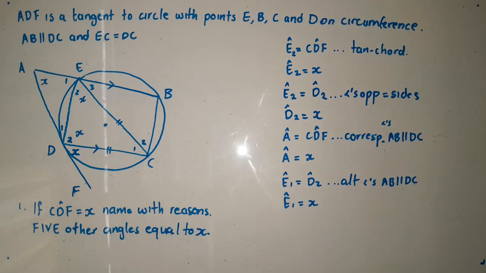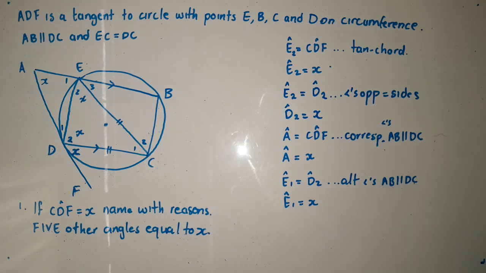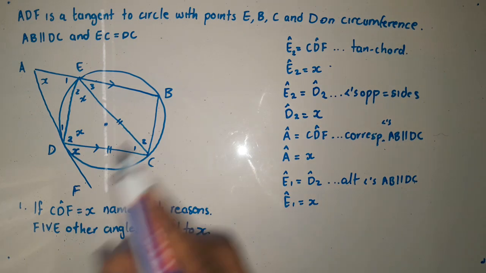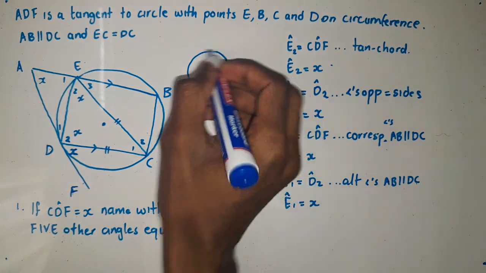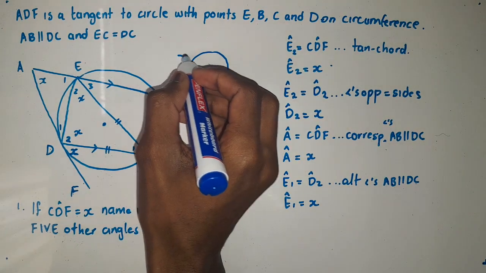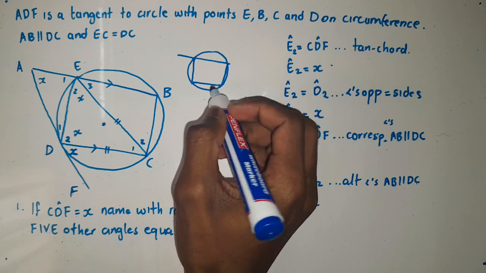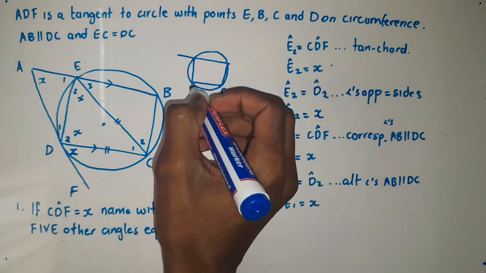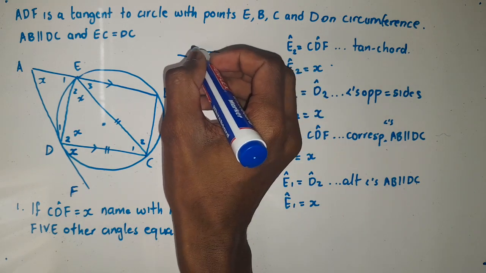X as well. Then so far we have 1, 2, 3, 4. We need the last one. Okay, as for the last one, check. We have this theorem again. Let me draw something like this. I hope you can see. Somewhere there we have C. Somewhere there we have D, B, and E.